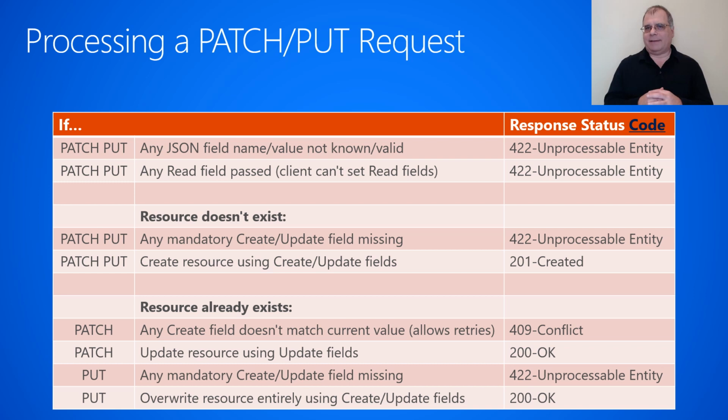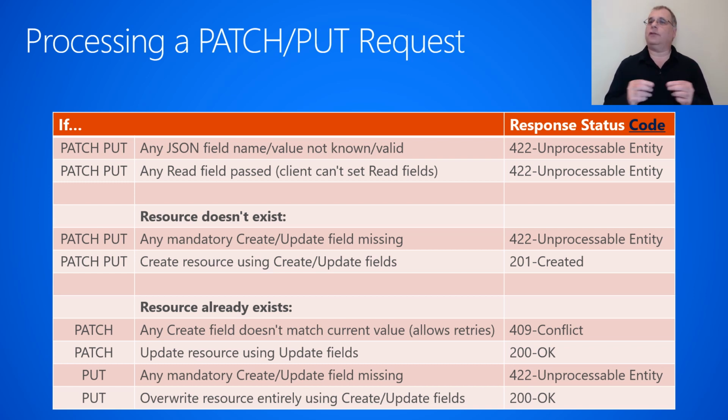If we make it past that test, then the service should check to see if there's any read field that has been passed. Clients are not allowed to set read fields, and so if the service sees one of these, it should again immediately fail the request with a 422 unprocessable entity. That lets the client know that you tried to change something you're not allowed to change, and fail the request immediately.